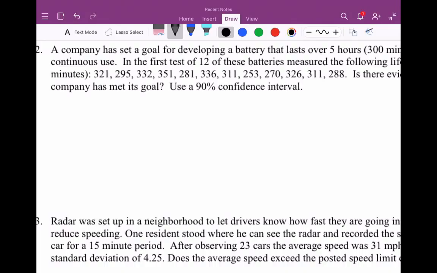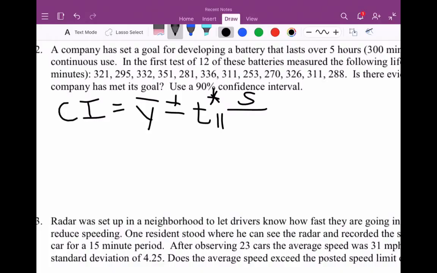After we've checked our assumptions and conditions, we can move on to actually doing the mechanics of the problem. So we're going to do a one sample t interval. So that confidence interval is equal to the sample mean plus or minus our margin of error, where the margin of error is calculated as a critical value, in this case with 11 degrees of freedom, times the standard error, which in this case would be s over the square root of n.